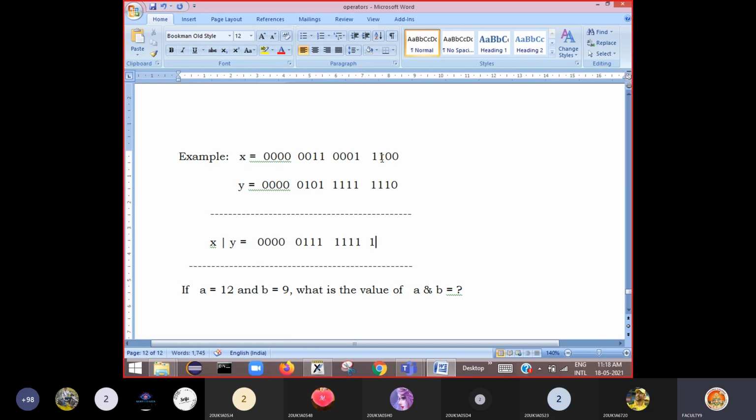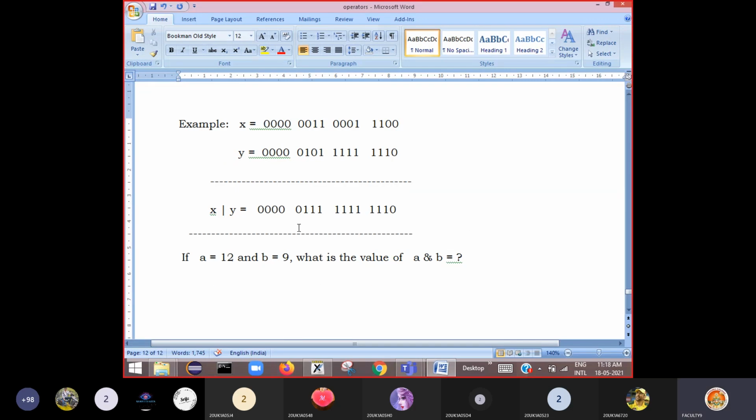Similarly 1 or 1 is 1, 1 or 1 is 1, 0 or 1 is 1, 0 or 0 is 0. Now this is the result of the X OR Y bitwise OR operation when we perform it. Clear? Is it clear?